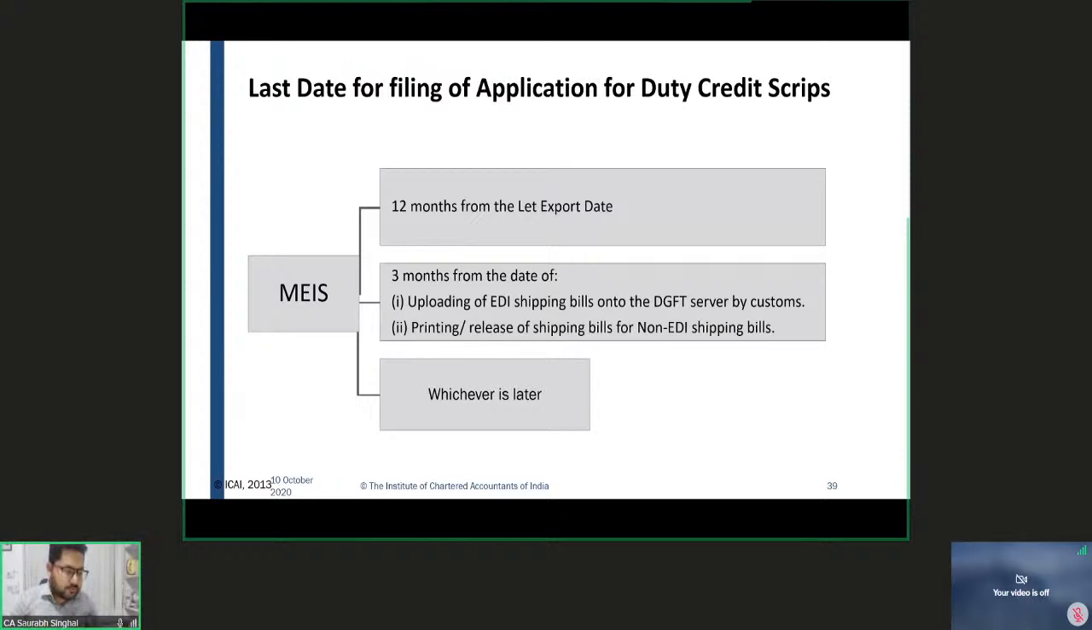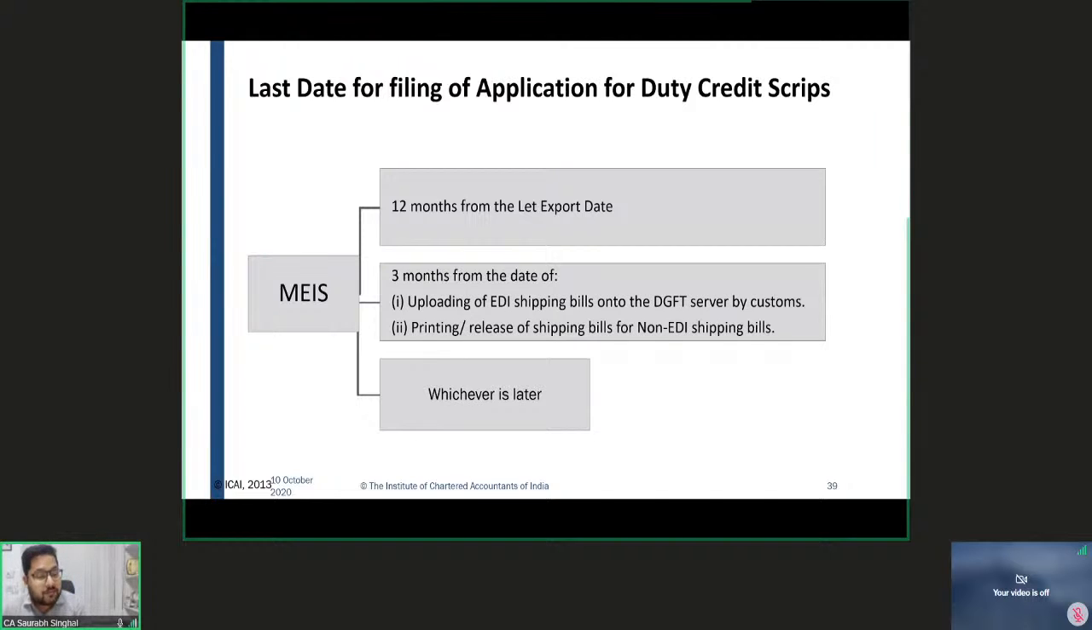So the first step is that when you export, you make this declaration or click a tick or checkbox. Second, you have to apply for this application. We have seen to whom to apply, but what is the time limit to apply? You have to apply within 12 months of the let export order date or 3 months from the date of uploading of EDI shipping bill onto the DGFT server by customs printing and release of shipping bills for non-EDI bills, whichever is later.